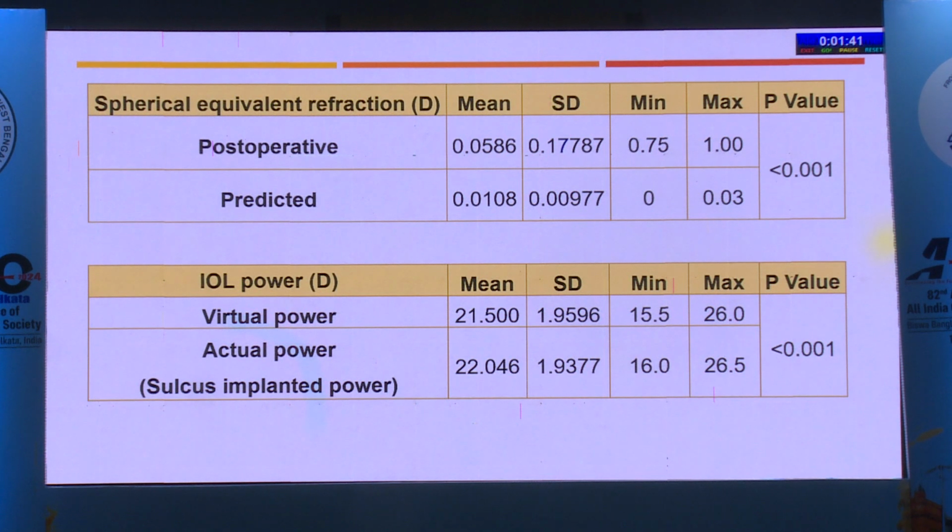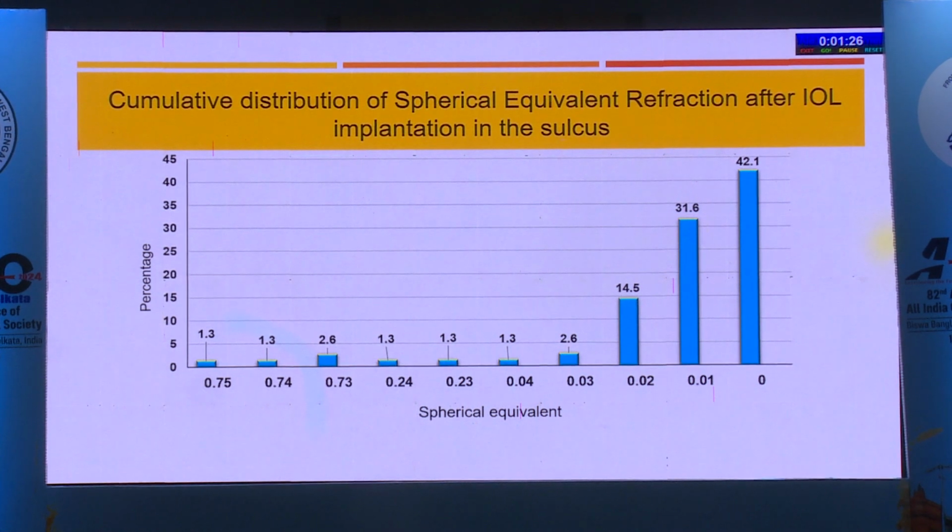The virtual IOL power mean was 21.50, and the sulcus implanted power was 22.046, and the p-value was found to be 0.001, which was statistically significant. And this graph shows the cumulative distribution of spherical equivalent refraction after IOL implantation in the sulcus.